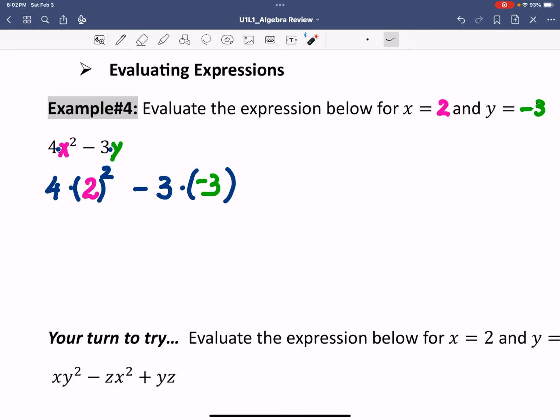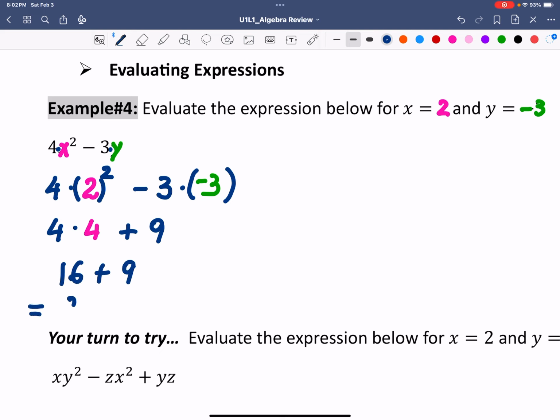So you have to do the exponents. First we have to bring 2 to the power of 2. So we have 4 times 2 to the power 2, 4. And then negative 3 times negative 3, that's a positive 9. So you can go straight ahead and multiply because they're not connected to this. So then we have 16 plus 9, the answer 25.